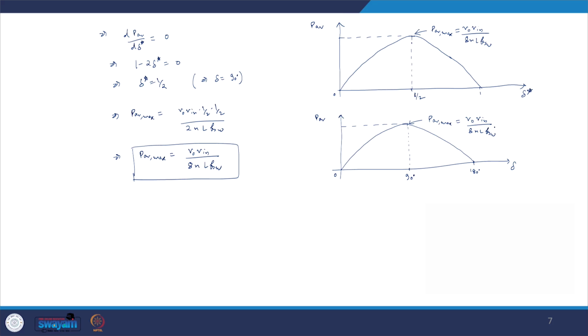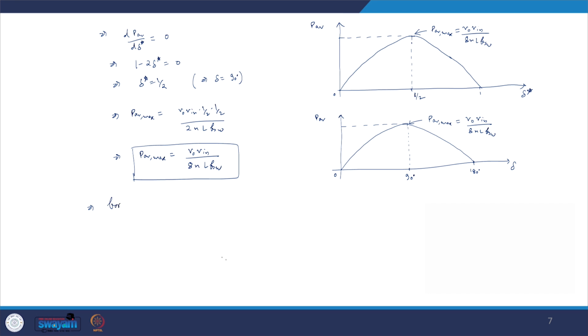Now, after obtaining this maximum average power which can be delivered at the output, what we have to find out is what is the maximum limit of inductance L, or what is the range of inductance L which we can put in. So, let us try to see the values of L.